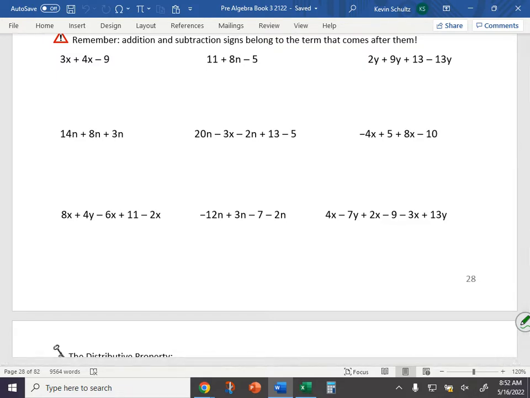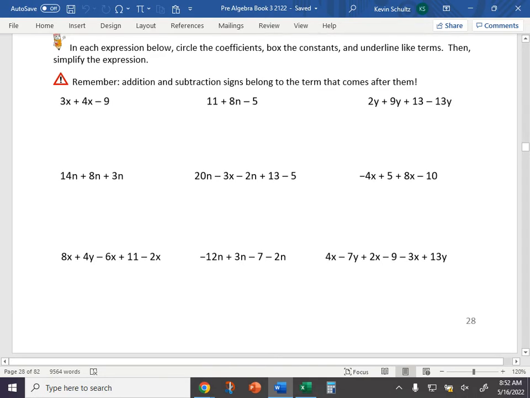Okay. Your job here is to combine the like terms. A couple other identification things also. It says in each expression below, circle the coefficients, box the constants, underline like terms, then simplify the expression. So let's start by circling the coefficients. What are my coefficients in this expression? Those numbers that come before the variable. Give me one.